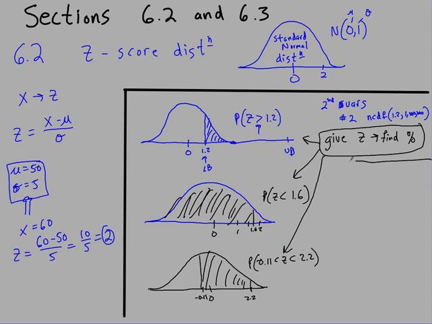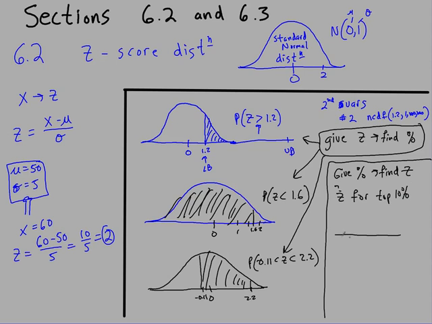Now also we could go backwards. I could give you a percent and you need to find the z. So I could say, what's the z for the top 10%?